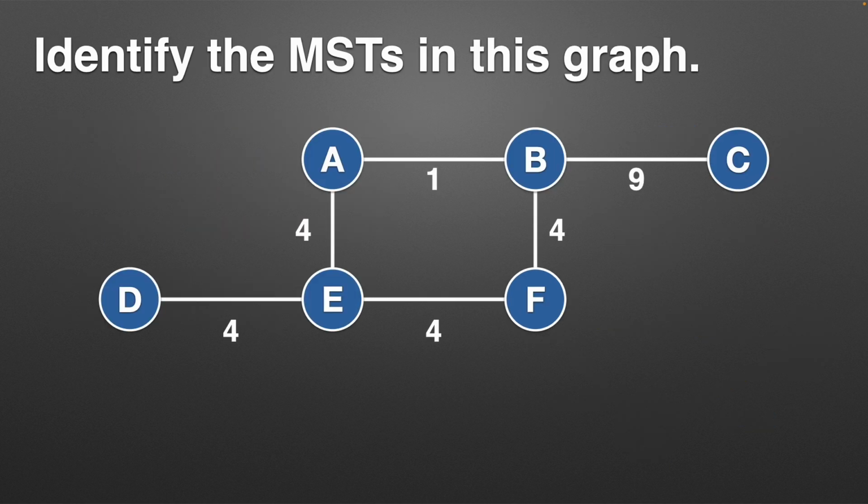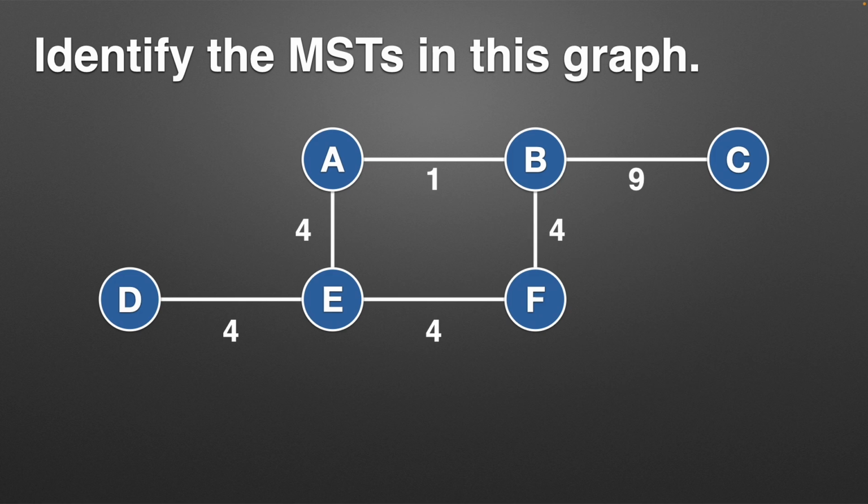Okay. So if we have a graph like this, where the weights are just listed on each edge, can we find the minimum spanning trees in this graph? And how many minimum spanning trees do you see in this graph? Anybody have an idea how many minimum spanning trees there may be? Two. Yeah, two? Okay.